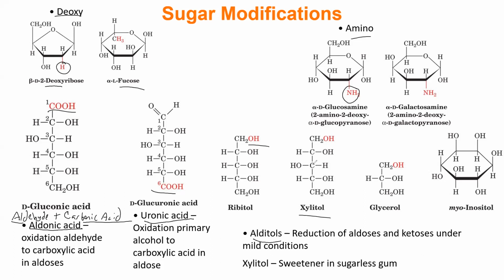So yeah, those are the different modifications I would like you to be aware of. A deoxy, aldonic, uronic, alditol, or an amino. Not so much specific names of sugars, but just to recognize these modifications and what class they fall under. So any questions about that idea?